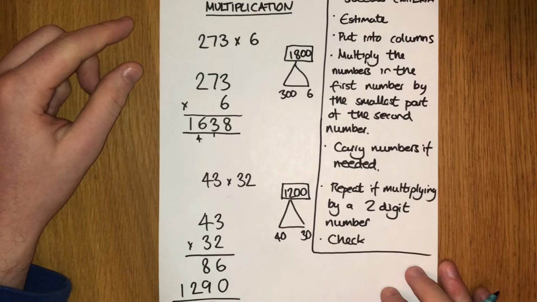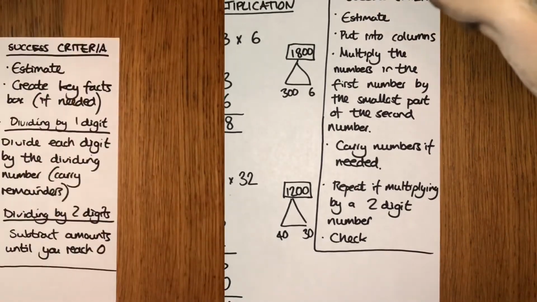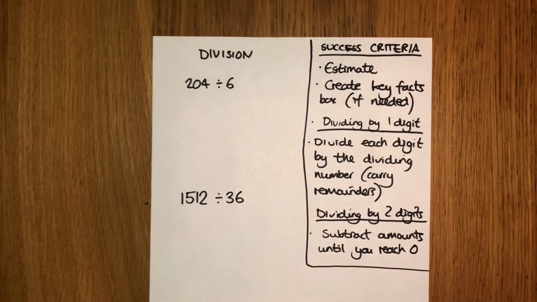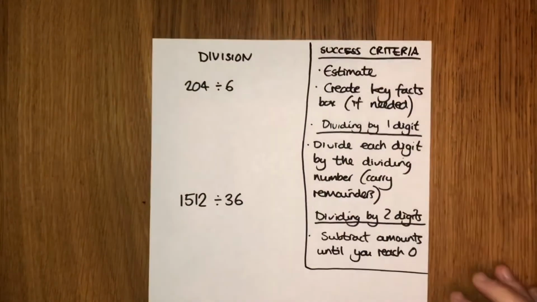And there is multiplication. Hopefully, you got that. And lastly, we're on to division. So success criteria there. Pause it if you want to have a little look through that. And we're just going to have a go at solving these 2 problems.